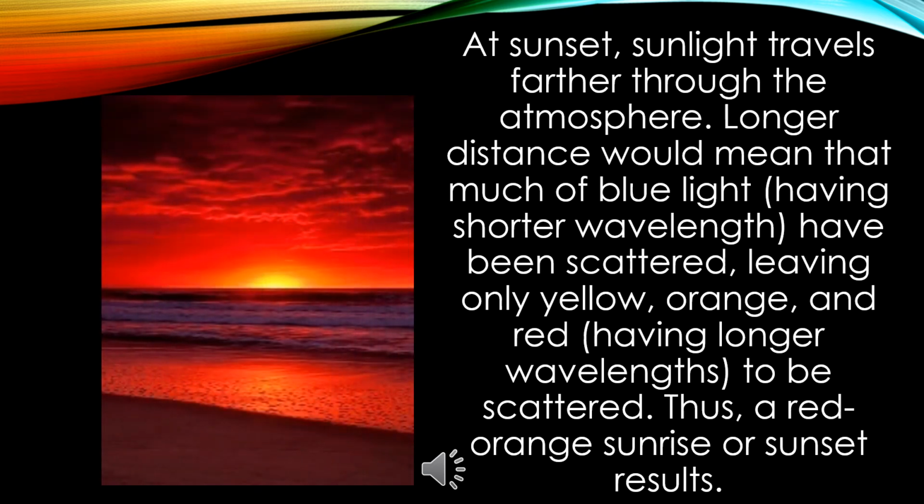At sunset, sunlight travels farther through the atmosphere. A longer distance would mean that much of the blue light, having a shorter wavelength, has been scattered, leaving only yellow, orange, and red because they have longer wavelengths and are scattered less. Thus, a red-orange sunrise or sunset results.